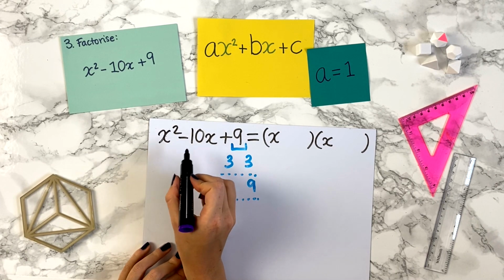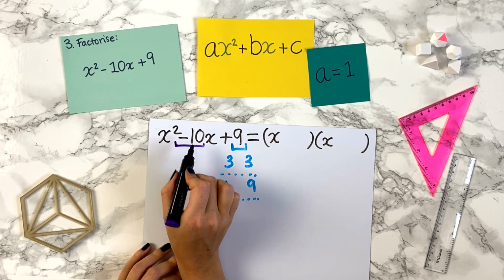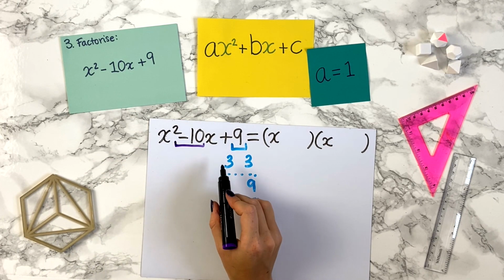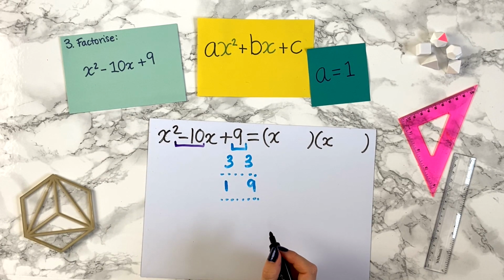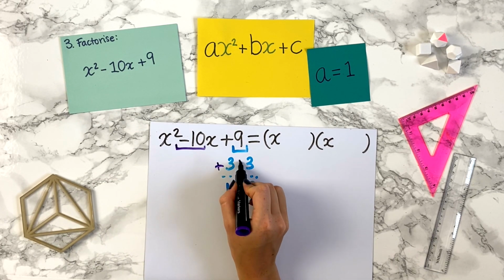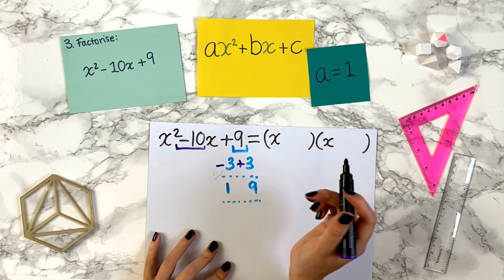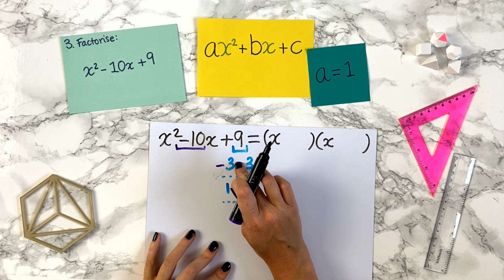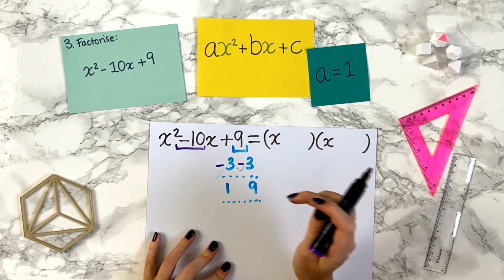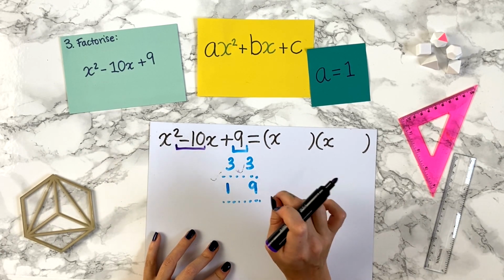We now look at the number in front of the x and we include the sign. So we're looking at minus 10. So now we want to think, how can we add and subtract these numbers to give us minus 10? So if we do plus 3 plus 3, we get plus 6. That's not what we want. Minus 3 plus 3 is 0, as is plus 3 minus 3. Minus 3 minus 3 is minus 6. So no, that's not the one we want. We can't get minus 10 from 3 and 3.